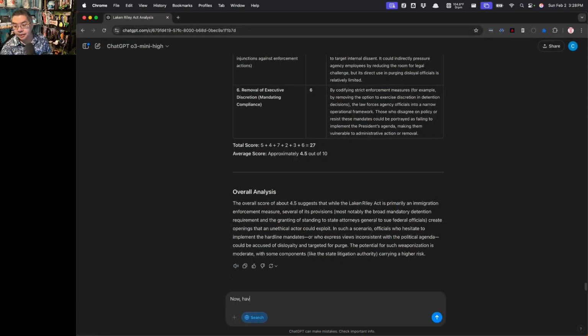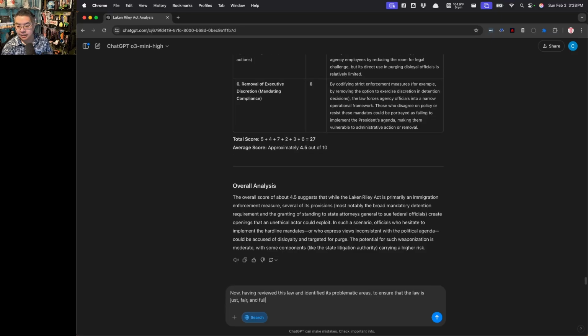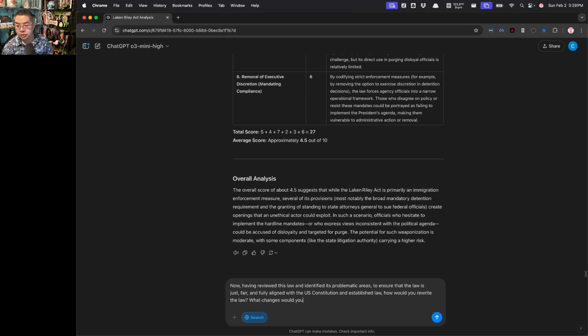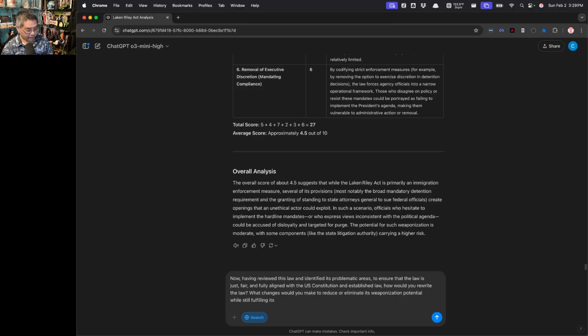Say, now, having reviewed this law and identified its problematic areas, to ensure that the law is just, fair, and fully aligned with the U.S. Constitution and established law, how would you rewrite the law? What changes would you make to reduce or eliminate its weaponization potential while still fulfilling its intended legal effect, if possible? If it's not possible to do so, say so. So what would be a better version?